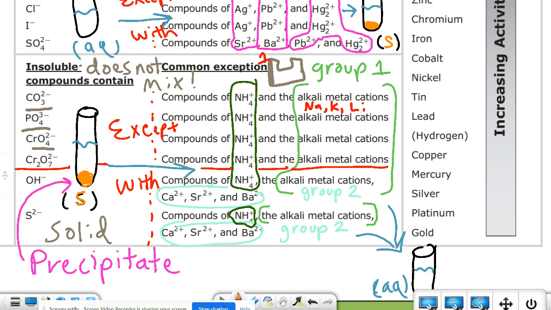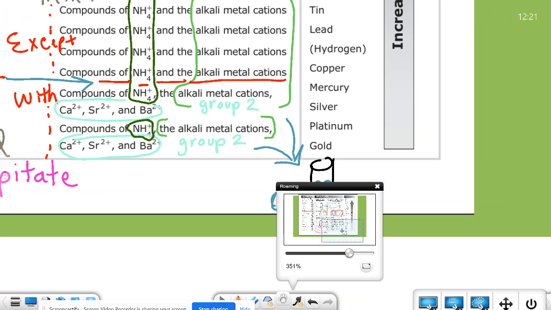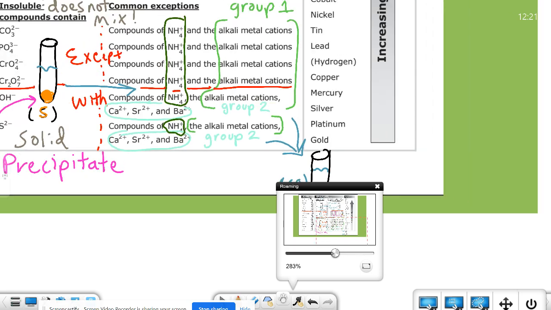Now, at the very bottom, we have hydroxide and sulfide. They definitely want to form solid substances. They want to form precipitates, but they will swap. They will swap if you have ammonium, NH4. It's always going to be dissolved in water. It's going to be aqueous. Calcium, strontium, barium, okay, all those are group two metals. When they get with group two metals, then that flips them and they become aqueous. They become aqueous, which means dissolved in water.